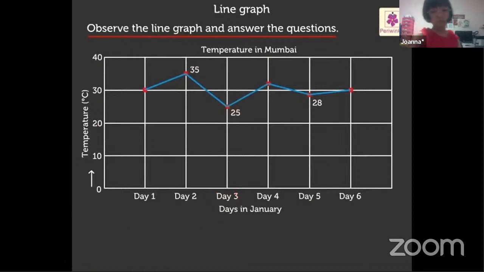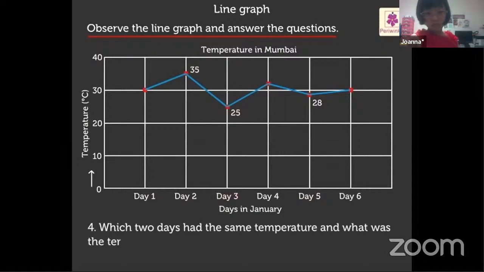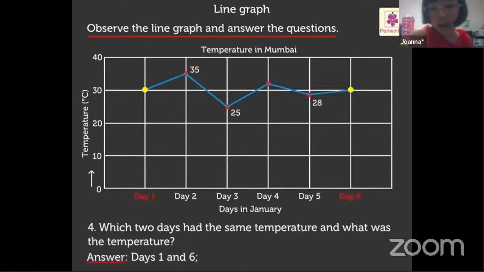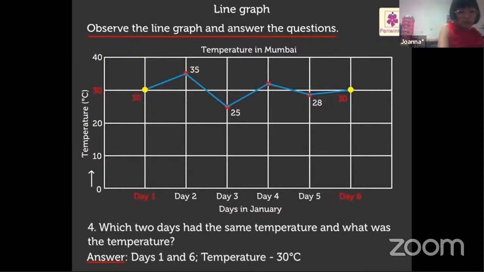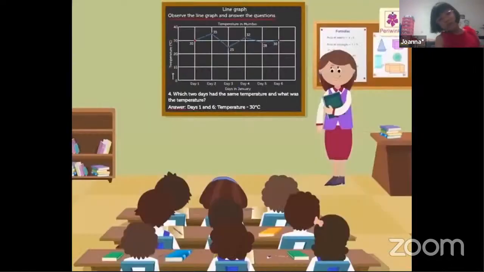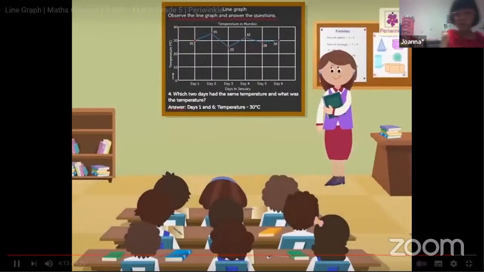Lastly, 4. Which 2 days had the same temperature and what was the temperature? Looking at the data points, we can say that day 1 and day 6 have the same temperature, and the temperature corresponding to the data point is 30 degrees Celsius. Both 30. Kids, wasn't it fun learning about line graphs?